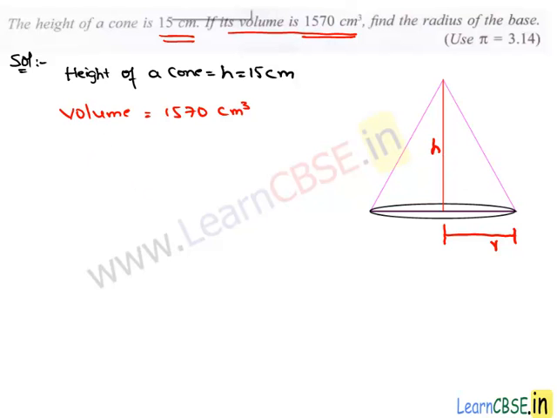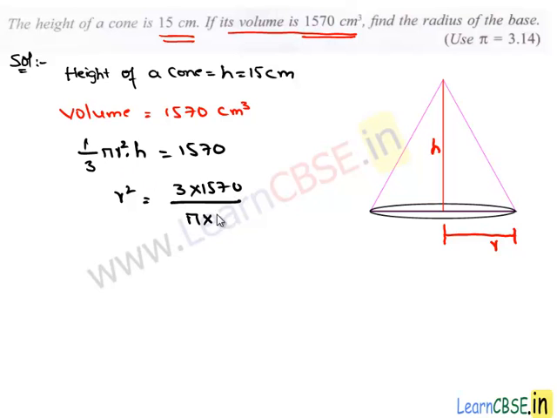We know that the volume of a cone whose base radius is r and height is small h is 1/3 pi r square h, and it is equal to 1570. Let's work it out. Here we have to find small r, so we make it the subject. Then we get r square is equal to 3 times 1570 divided by pi times h.